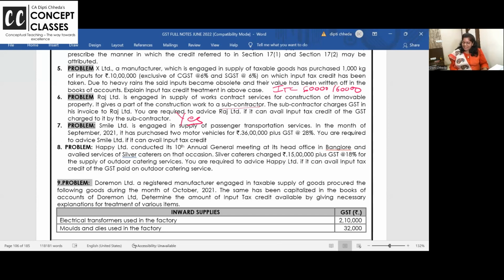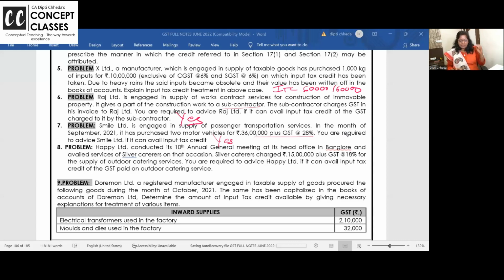Smile Limited is engaged, let us smile, in supply of passenger transport service. In the month of September, it has purchased 2 motor vehicles for 36 lakhs plus GST. You are required to advise if they can avail ITC. Answer is yes.